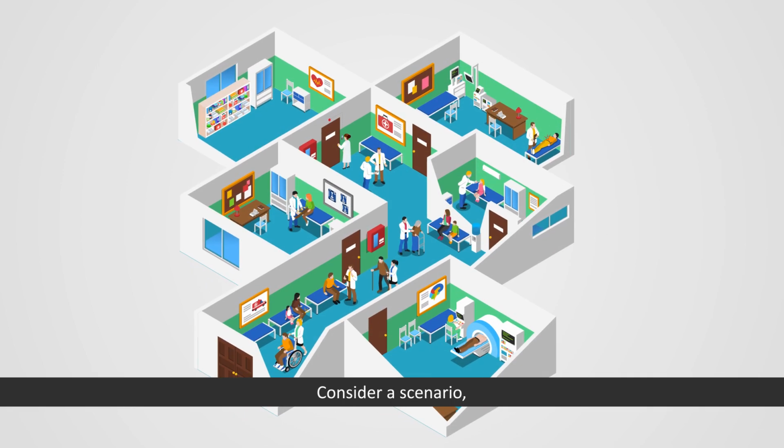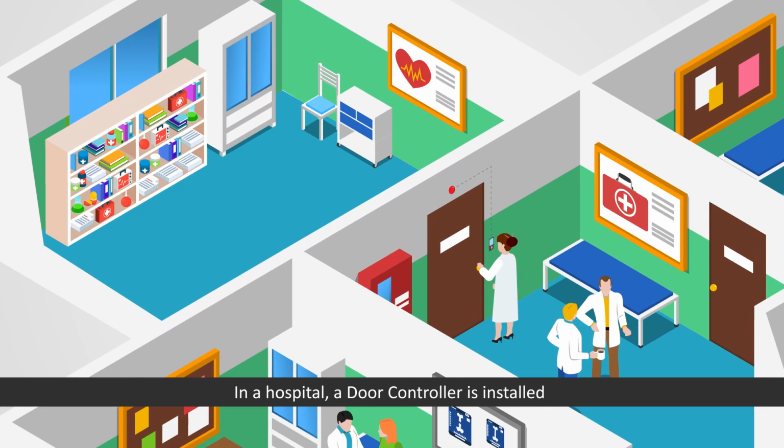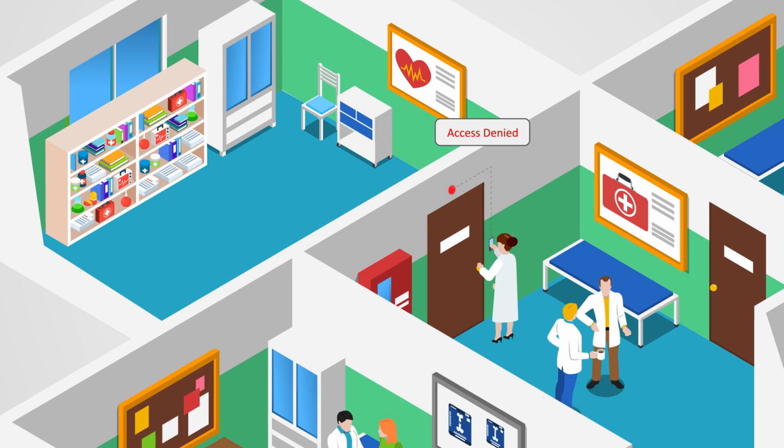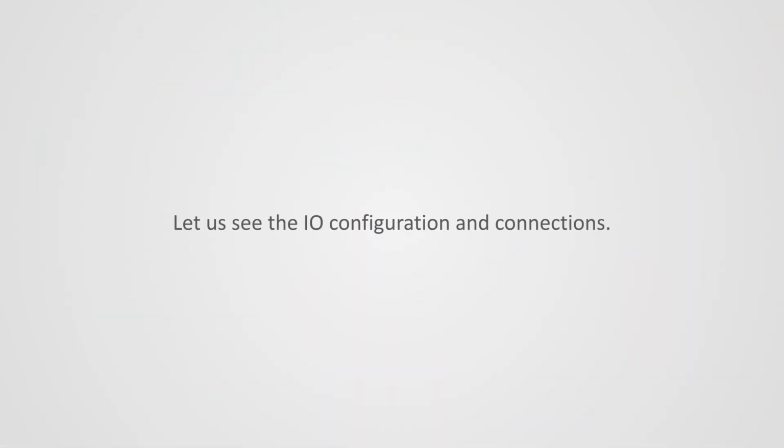Consider a scenario: in a hospital, a door controller is installed at the entrance of the medication room, and a red LED is connected with the device. Requirement of the management is, when a user is denied access, red LED should glow for 5 seconds. Let us see the I/O configuration and connections.